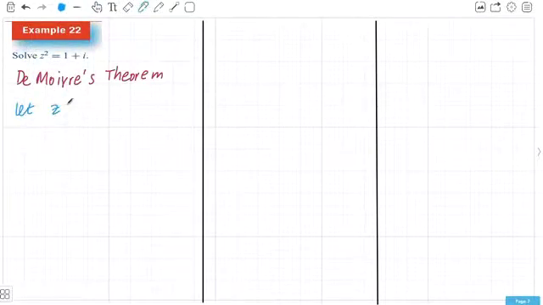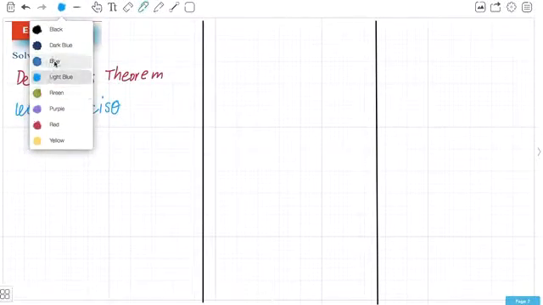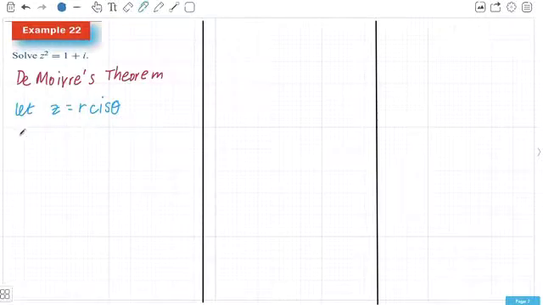All right, so the first thing we need to do here is make an assumption on the form that z is going to be as a solution. So we let z equal r cis theta. The key thing with de Moivre's theorem, remember, is that everything has to be in cis form. So we're also going to transform 1 plus i into cis form.